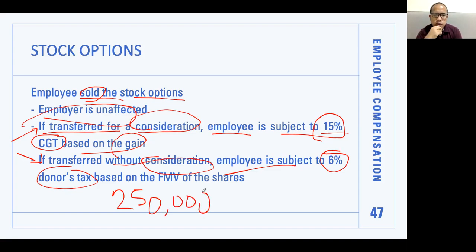Sa donor's taxation, we learned na, for example, ang value ng shares na ibibigay niya ay 300,000. Then, yung stock options rather, 300,000. Yung first 250 ng donation ay exempt. Yung taxable na lang ay 50,000. 6% of 50,000 will be 3,000, I think. 3,000. So yun yung magiging donor's tax liability if the stock options will be transferred without consideration.